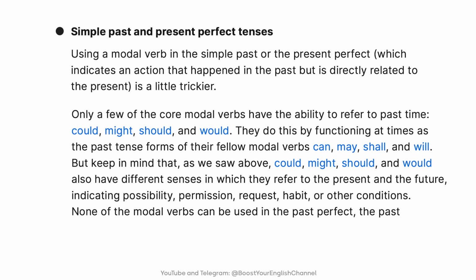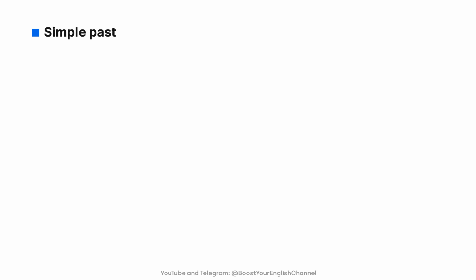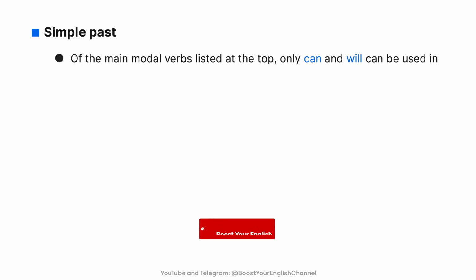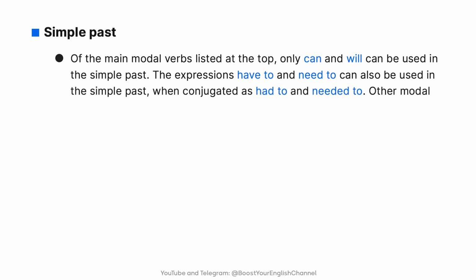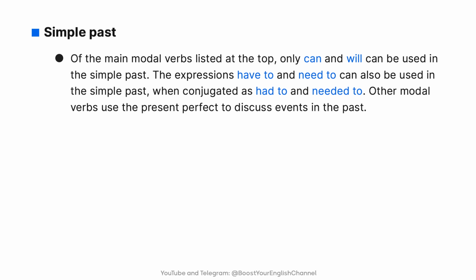None of the modal verbs can be used in the past perfect, the past continuous, or the past perfect continuous tense. Simple past. Of the main modal verbs listed at the top, only can and will can be used in the simple past. The expressions have to and need to can also be used in the simple past, when conjugated as had to and needed to. Other modal verbs use the present perfect to discuss events in the past.